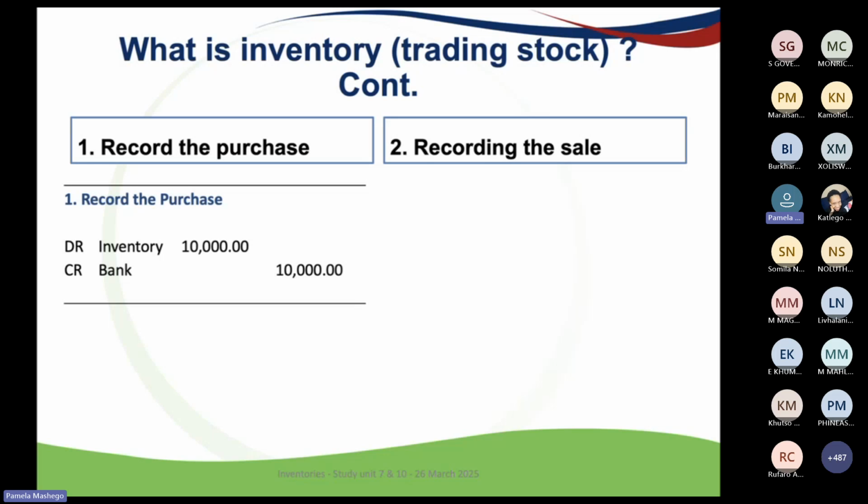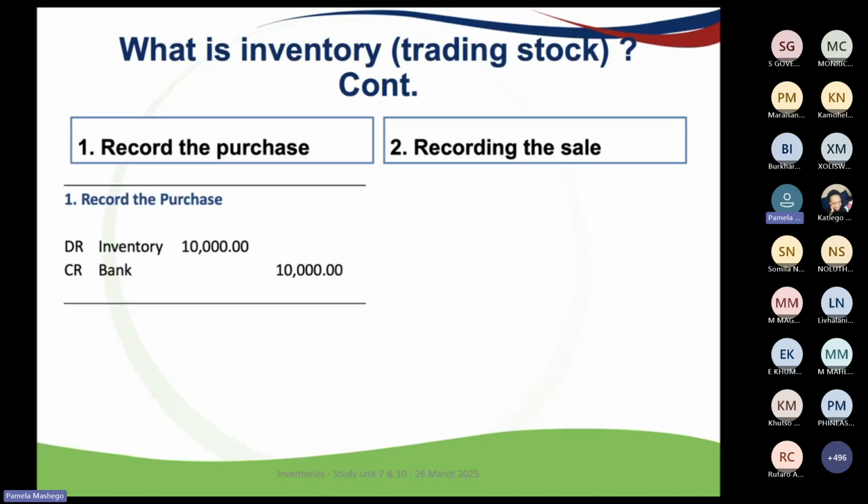And you also paid cash for this battery to your manufacturer, and bank is also an asset. Money left your account, so you are also going to credit bank to show that money left your account. That will be the transaction that you record for the purchase of your inventory.